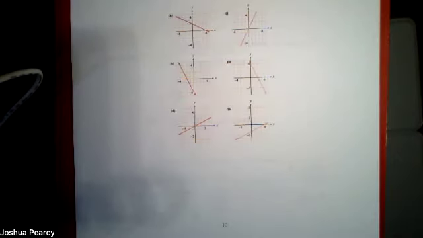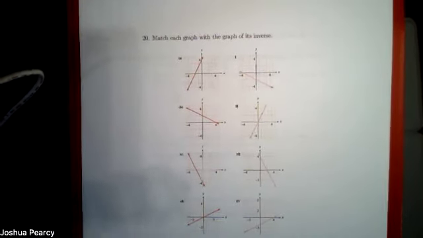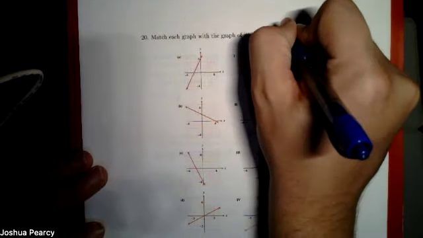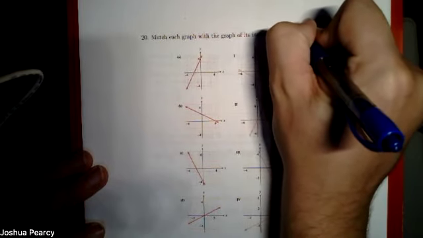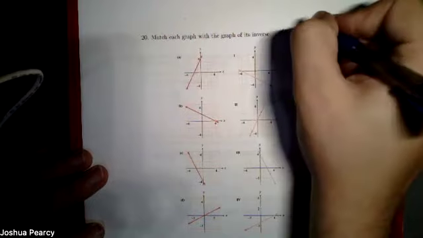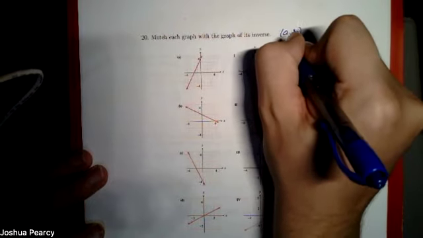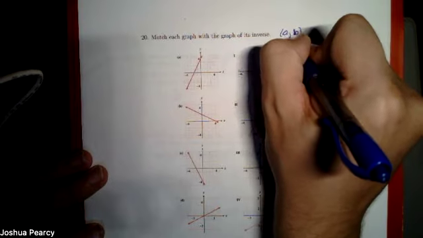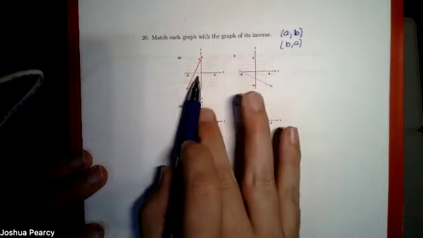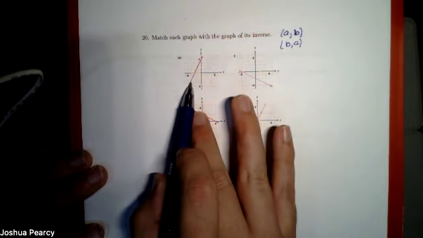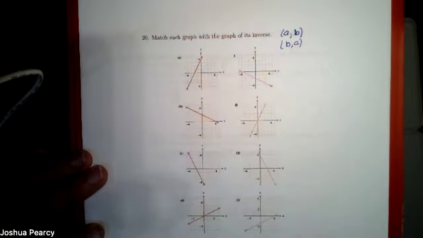All right, for this last question here, it says match each graph with the graph of its inverse. So this one is kind of hard to see, but what I'm going to do is utilize this idea that if I have an ordered pair on my original graph, (a, b), then the pair on the inverse graph will be (b, a). All that happens is the coordinates swap spots. So I'm going to look at a coordinate on this graph here, or a couple of them, and then see which one has the opposite on these graphs over here.